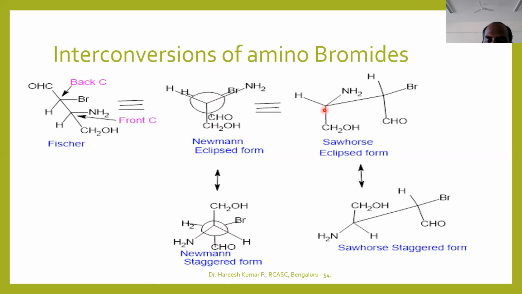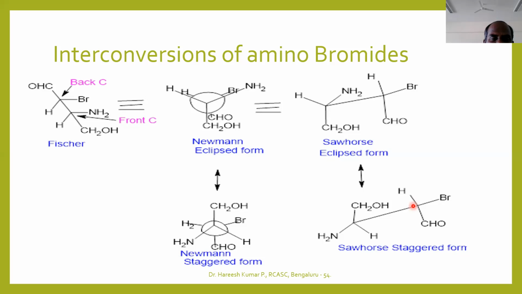So this carbon atom, when it is rotated 180 degrees clockwise, the CH2OH will go and sit over here, then H will come over here, and the other H will come over here. That's the Sawhorse staggered form. So this is about the interconversion.